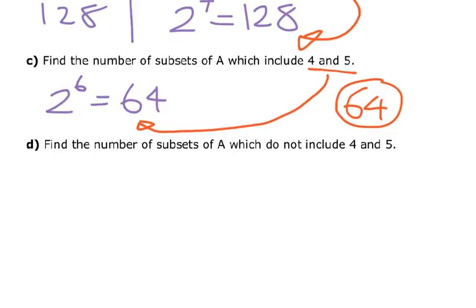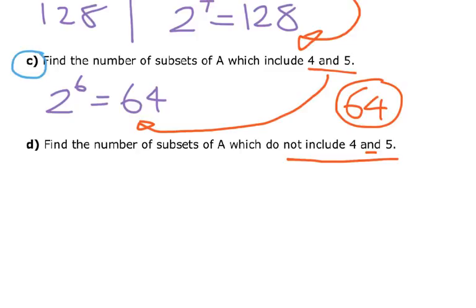D, find the number of subsets of A which do not include 4 and 5. This is a slightly tricky one, in that if it says don't include 4 and 5, it means that they could have a 4 in but not a 5, or they could have a 5 in but not a 4. So the easiest way to solve this question is to actually use part C.